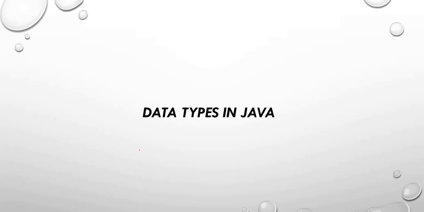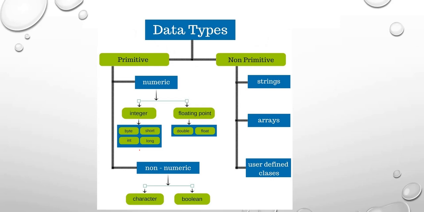Coming to the data types that we use in Java. So what are those types? Data types are majorly categorized into two types: primitive and non-primitive data types. Primitive data types are further classified as numeric and non-numeric. You can further subdivide numeric into byte, short, int, and long. Floating point can be defined with two data types, that is double and float.